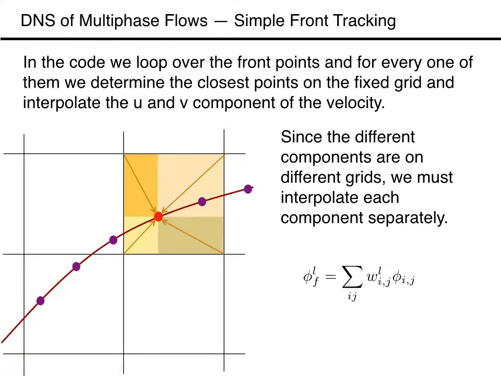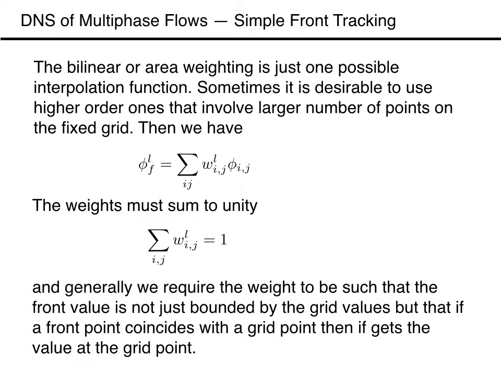In the code, we loop over the front points, and for every one of them we determine the closest point on the fixed grid. Since the different velocity components are on a different grid, we must interpolate each component separately. The area weighting is just one possible interpolation function. Sometimes it is desirable to use higher order ones that involve a larger number of points on the fixed grid. The weights are then different, but they still need to sum to unity, and generally we require the weights to ensure that the front value is not just bounded by the grid values, but that if a front point coincides with a grid point, then it gets the value at that grid point.